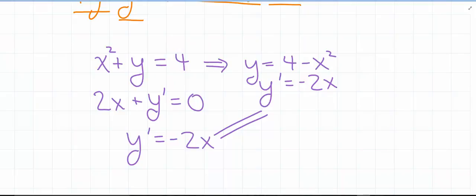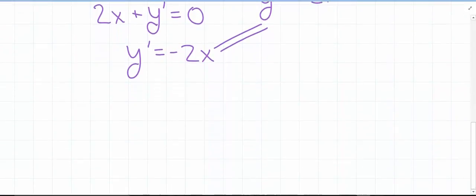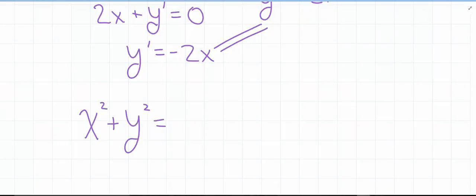Now, let's look at a problem that's a little more complicated. We'll just add to the complexity just a tad. Let's suppose that we have a circle, a unit circle. x squared plus y squared equals 1. So there's a unit circle.